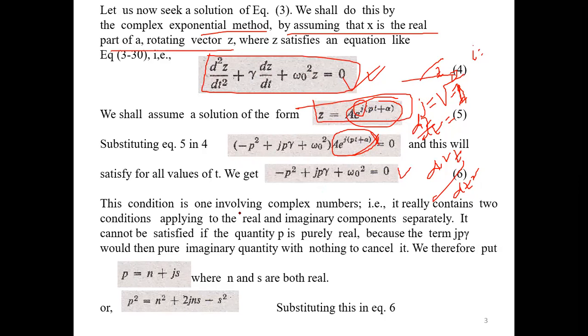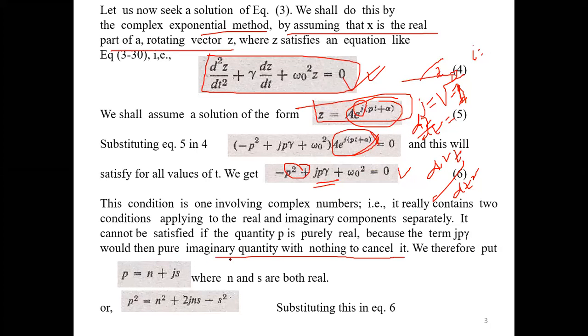Now this condition is one involving complex numbers, and it really contains two conditions. We know that the real part of the right hand side must be equal to the real part of the left hand side, and the imaginary part of the left hand side must be equal to the imaginary part of the right hand side. If we apply that, it cannot be satisfied because the quantity p is purely real. But if you look here, we can see it's imaginary, because the term jpγ would then be a pure imaginary quantity with nothing to cancel.